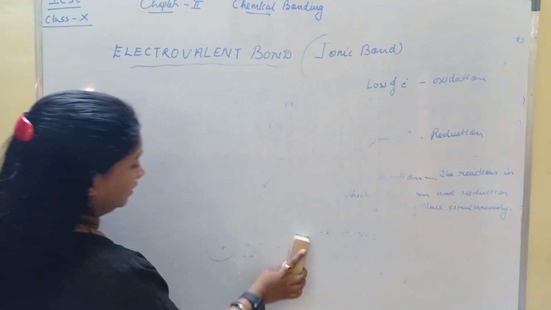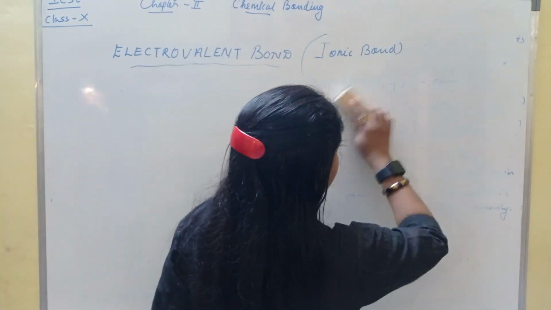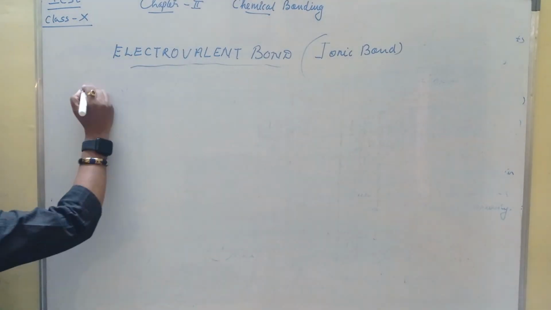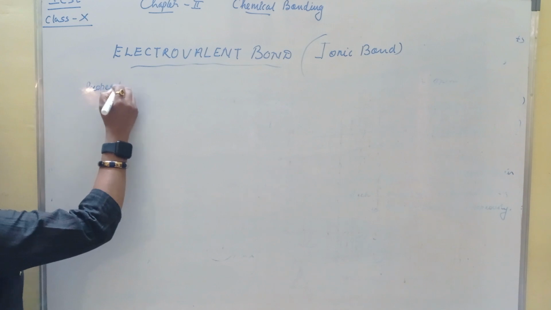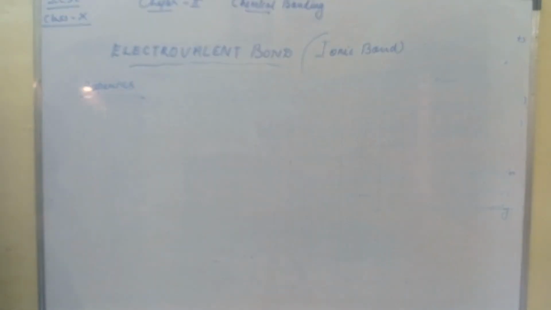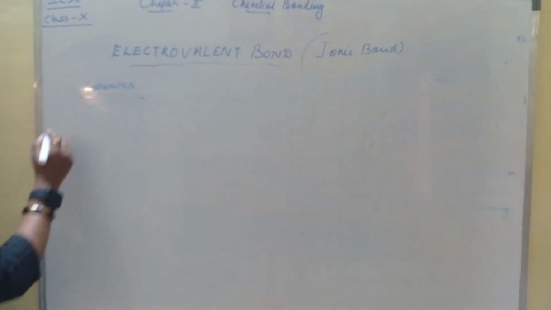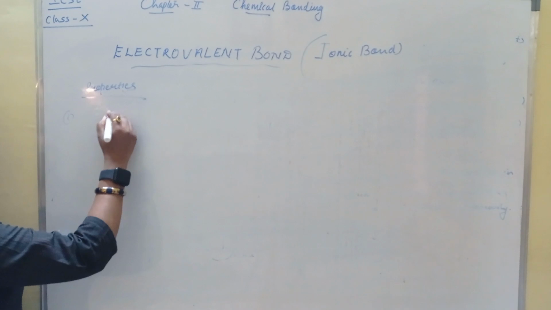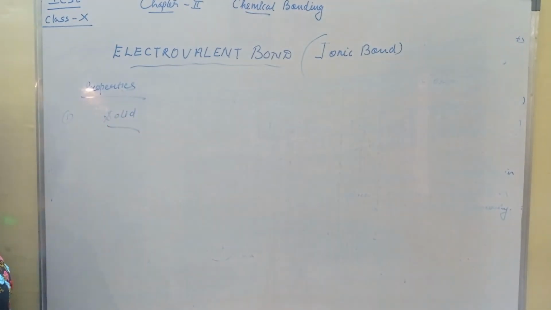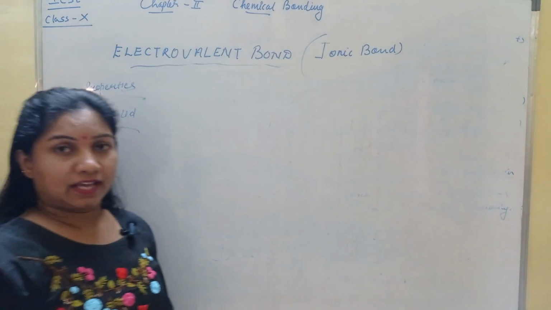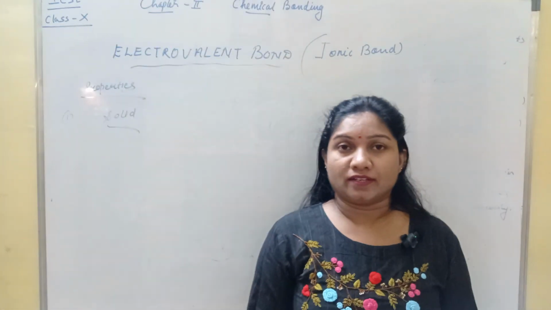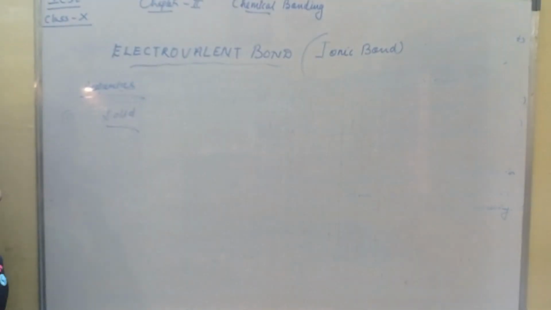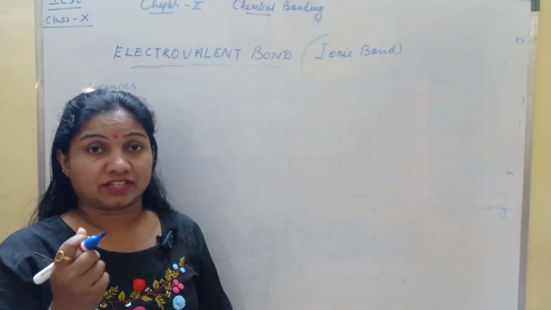What are the properties of electrovalent compounds? Properties of electrovalent compound. First, they are solid. We saw the example of sodium chloride. We have seen the example of calcium oxide, and also they are hard solids. Why are they solid? Because they have a very strong electrostatic force of attraction.